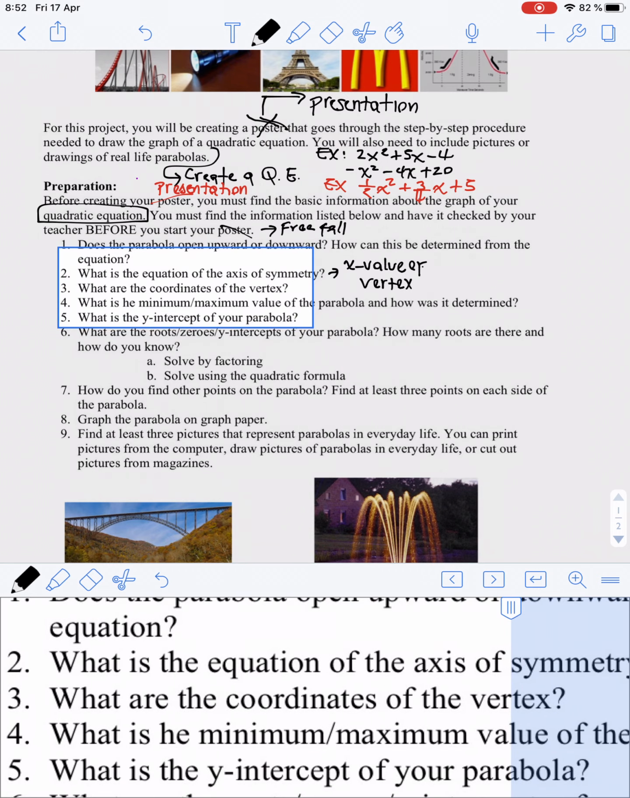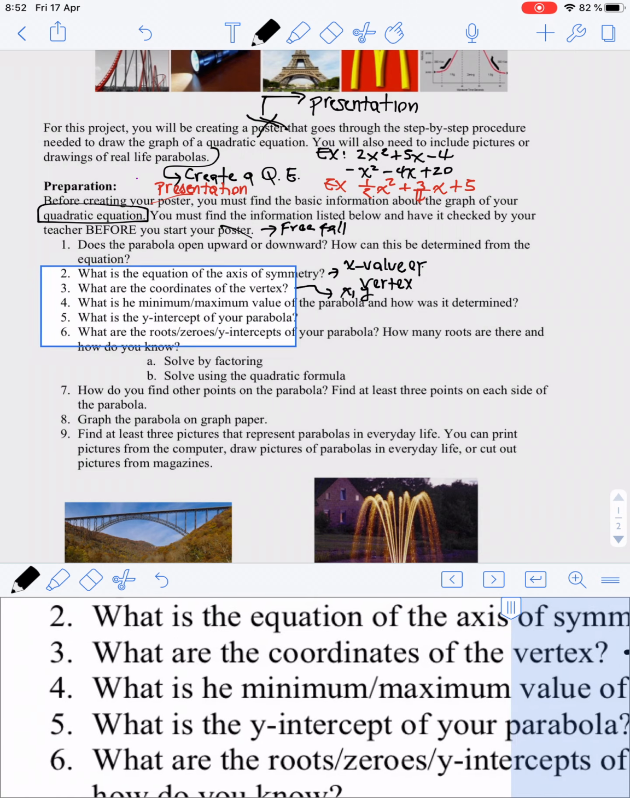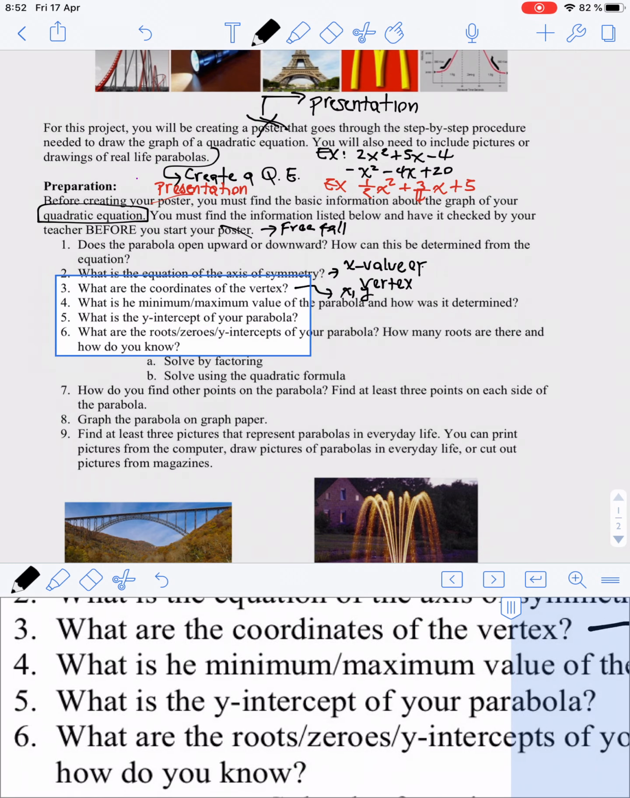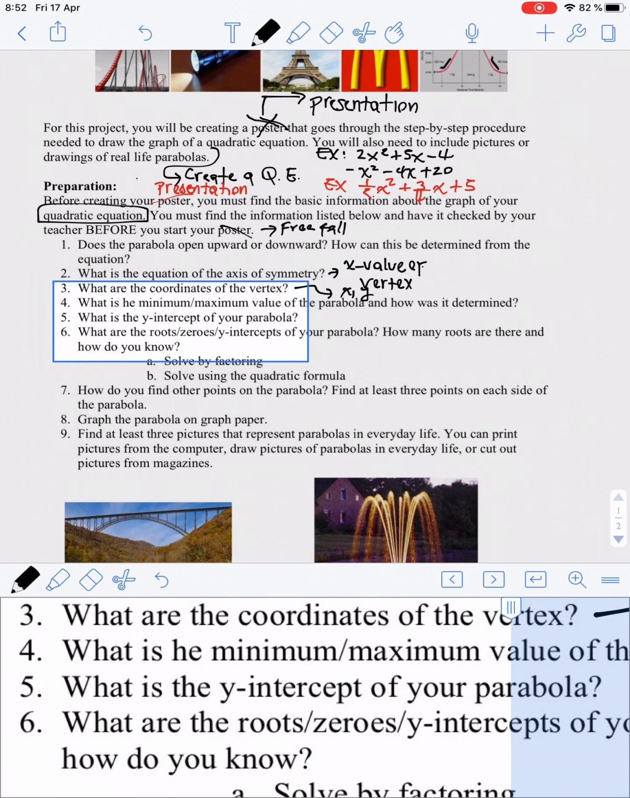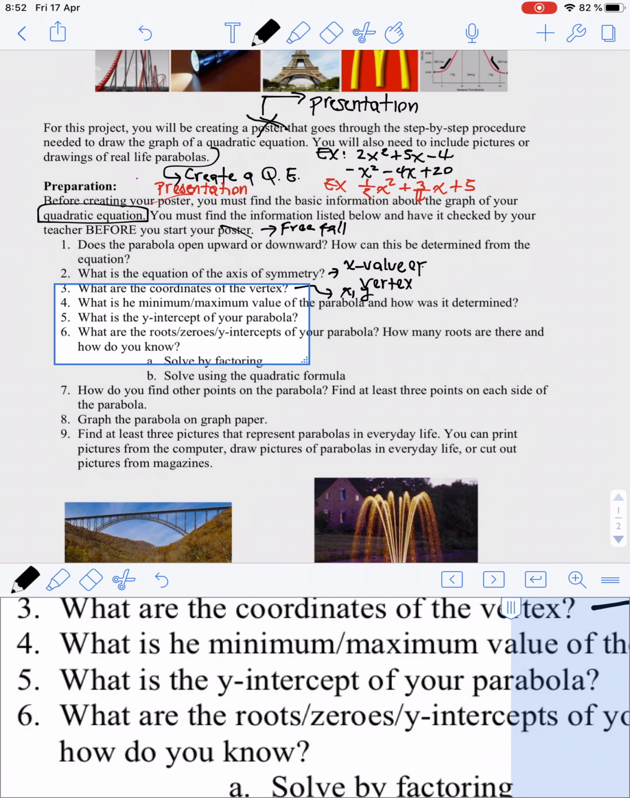What are the coordinates of the vertex? It is similar to the equation above, but in this one you're going to include the x, that is the axis of symmetry, and the variable y. What is the minimum and maximum value of the parabola? In the vocabulary lesson, you're going to see this kind of concepts. What is the y-intercept of your parabola? Remember the y-intercept.